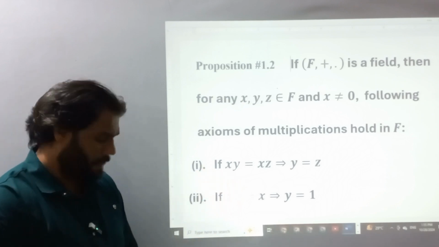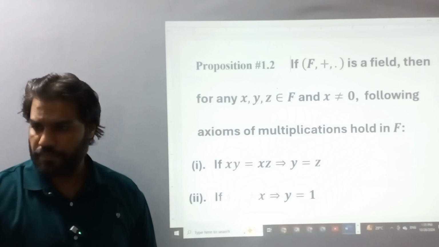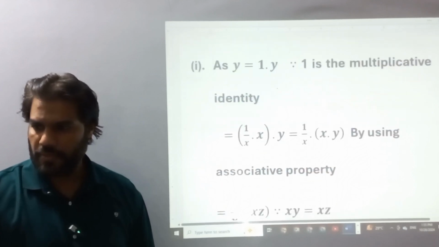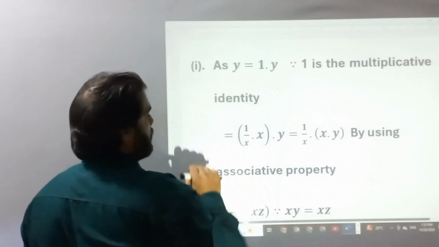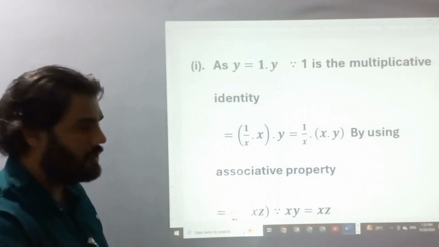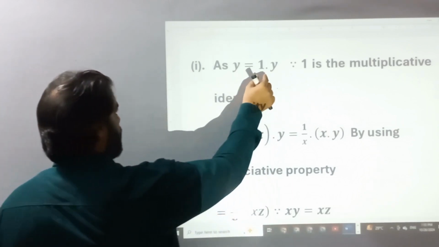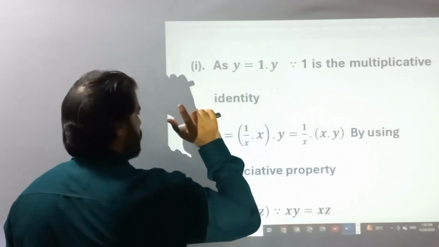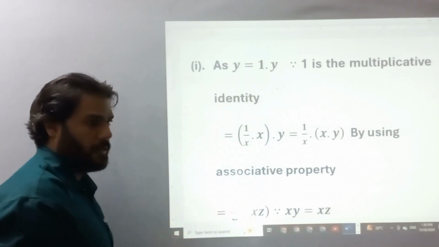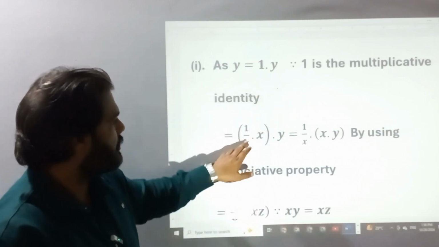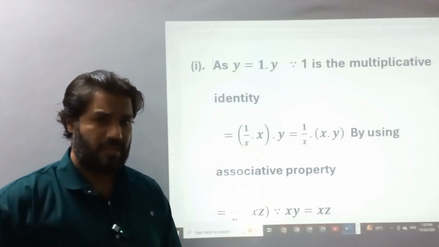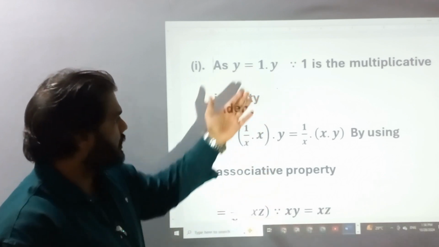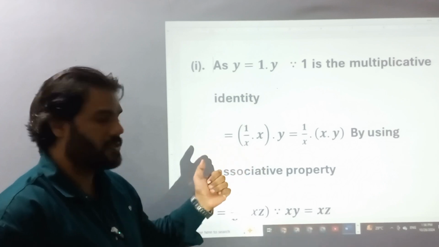The second method that can be used here to prove this: you can write y is equal to 1 into y, because 1 is the multiplicative identity, so there will be no effect on y. Now 1 can be replaced with 1 over x into x, because x and 1 over x are the reciprocal of each other.